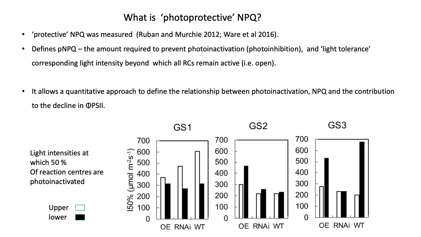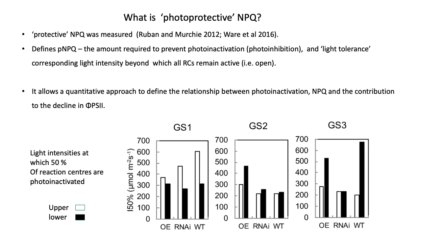Why would we use this method? Well, it's a quantitative approach which defines the relationship between photoinhibition, NPQ, and the contribution to the decline in Phi-PS2. It's based on the premise that not all NPQ will actually be protective. Not all NPQ will actually prevent photoinhibition. It may be regulatory, or it may simply not be necessary. But even though it's not necessary, it may result in a reduction in CO2 assimilation rate. So it's a very useful measurement to make.